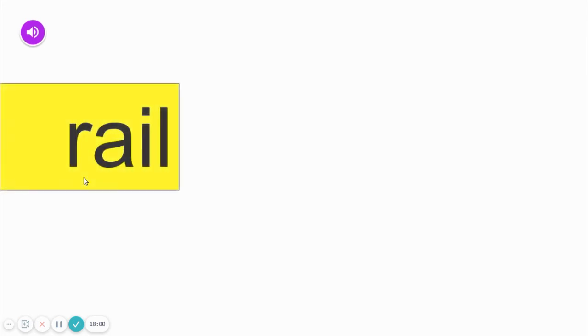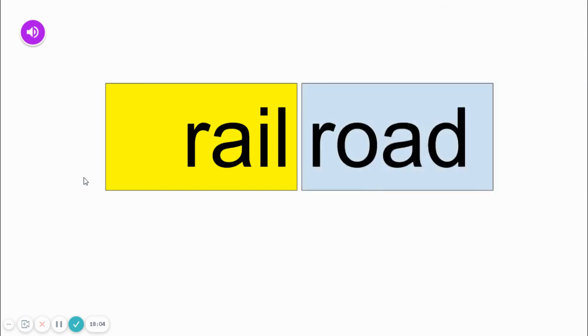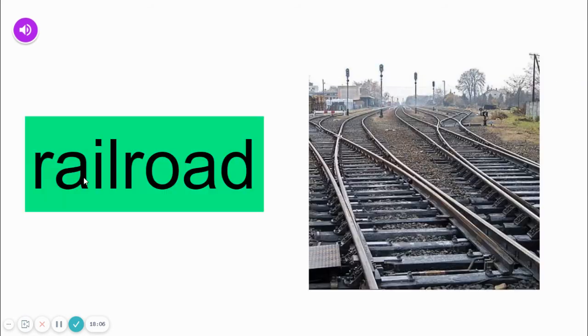Let's break it one more time: rail, road. Railroad. The lonesome sound of a whistle blows from a train as it chugs down the railroad tracks. Railroad.